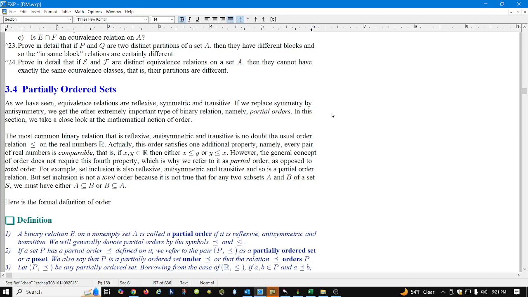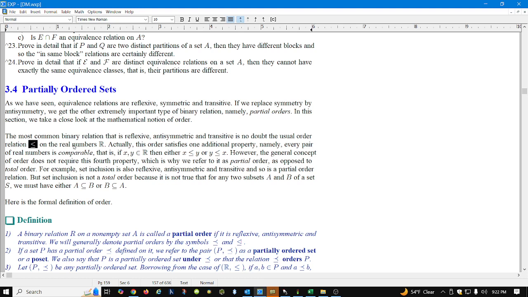The most common binary relation that's reflexive, anti-symmetric, and transitive is undoubtedly the usual order, denoted by the less than or equal to sign on the real numbers. Now, this order satisfies one additional property besides being reflexive, anti-symmetric, and transitive, namely, every pair of real numbers is comparable. So if x and y are real numbers, then either x is less than or equal to y, or y is less than or equal to x.